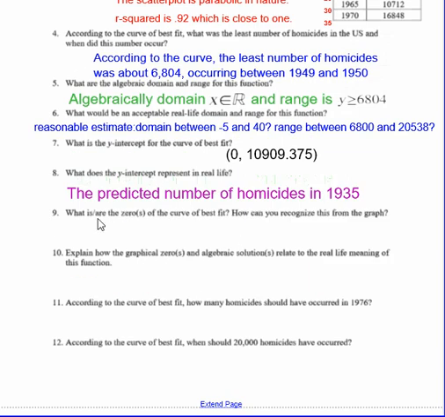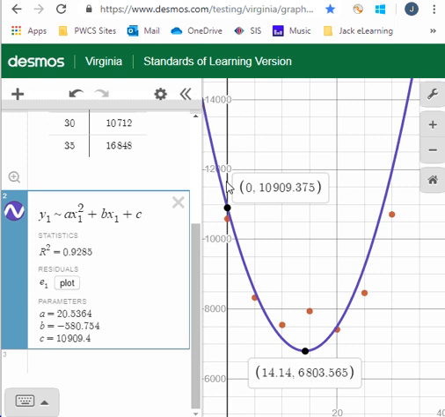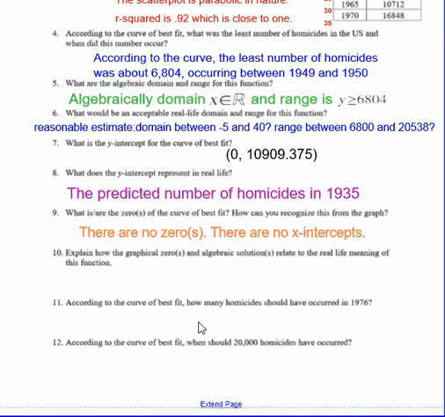A few more things we can get from the graph. What are the zeros of this curve of best fit, and how do we recognize them? Remember that zeros are the same as your x-intercepts. And in this graph, as we saw earlier, it does not cross the x-axis. In fact, it only goes as low as 6,800, so there are no zeros for this particular function. So again, we would say there are no zeros because there are no x-intercepts.